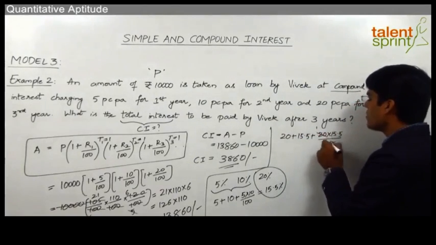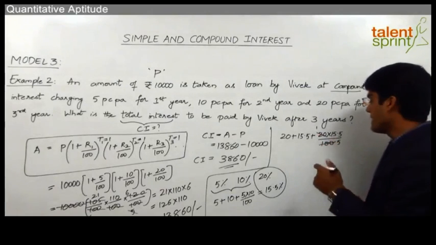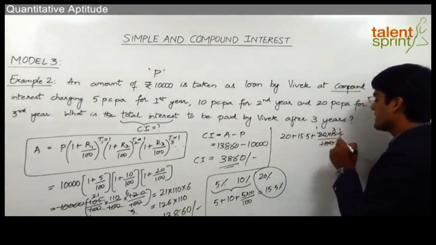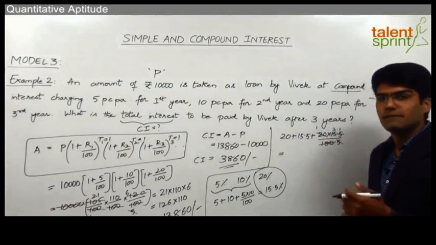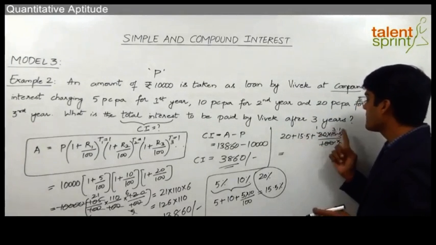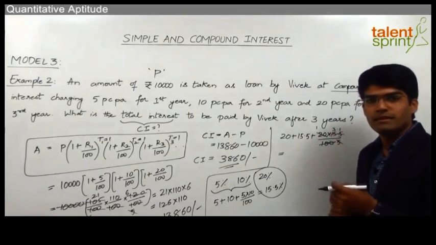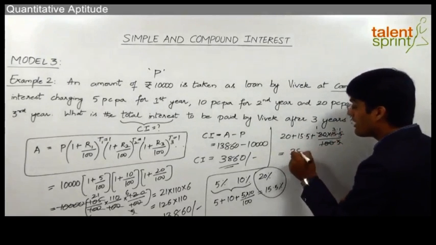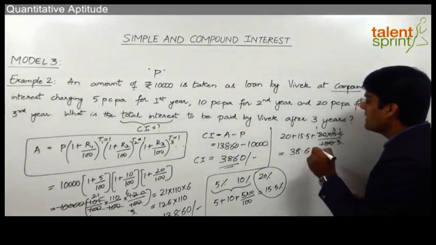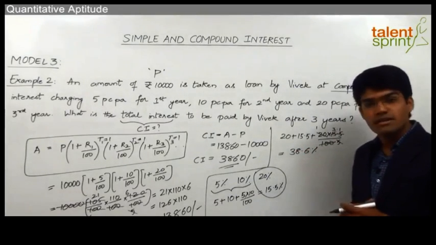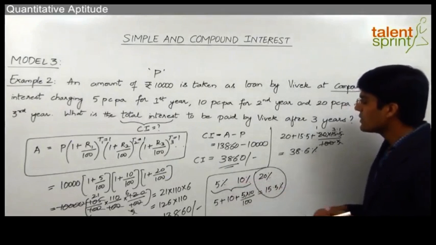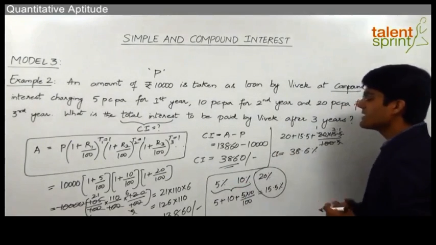So 20 into 1 and 20 into 5 is 100. And 5 here goes 3.1 times. So the overall answer here would be 20 plus 15.5, that is 35.5. 35.5 plus 3.1 would be 38.6. So the overall answer would be 38.6%. So now we can say that the total compound interest for these three values together would be 38.6%.